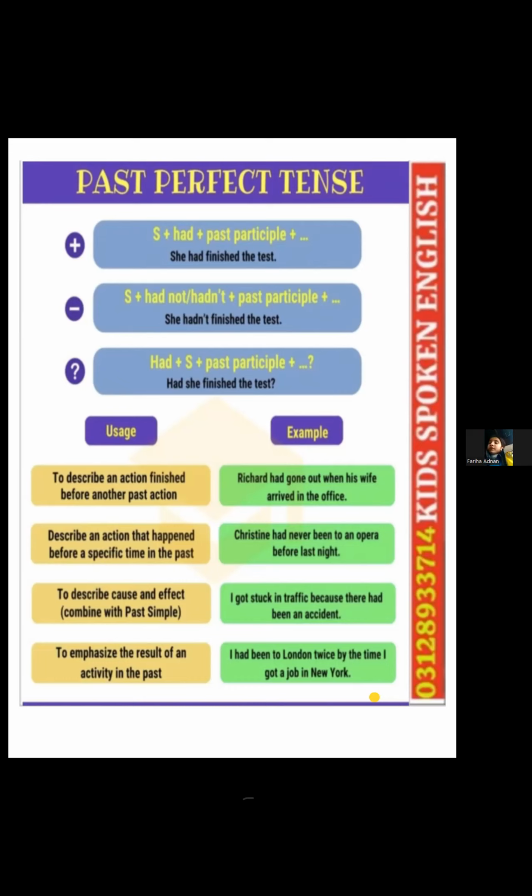And in order to make the interrogative, we have to put had at the start: had plus subject plus verb third form, then the rest of the sentence, and then a question mark. Had she finished the test? Had she finished the test? Okay, got it now?